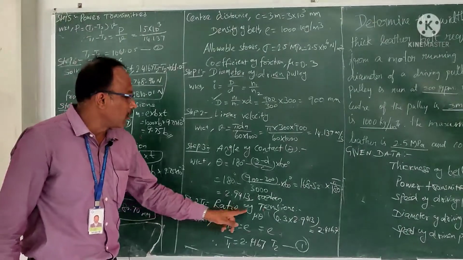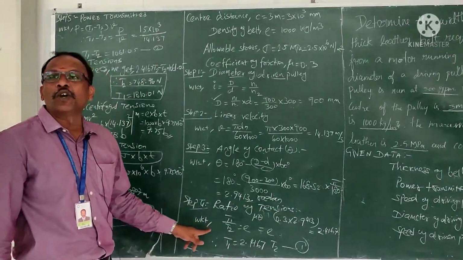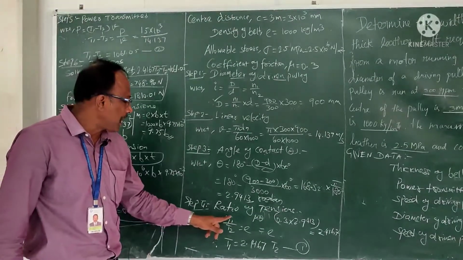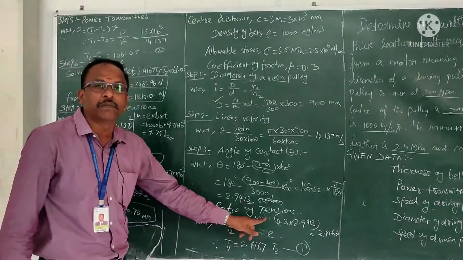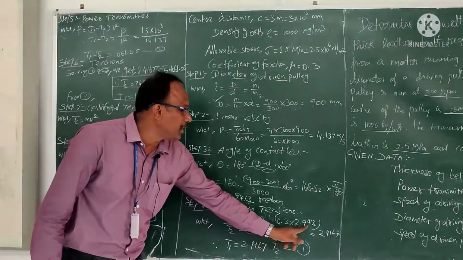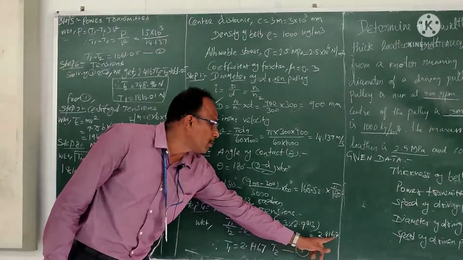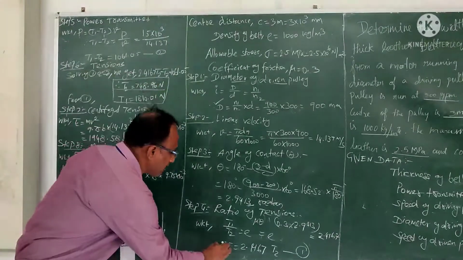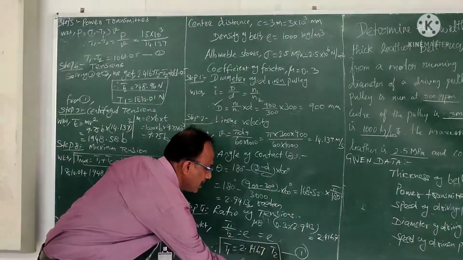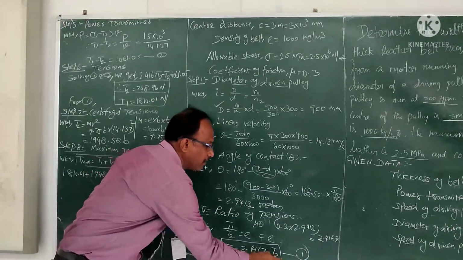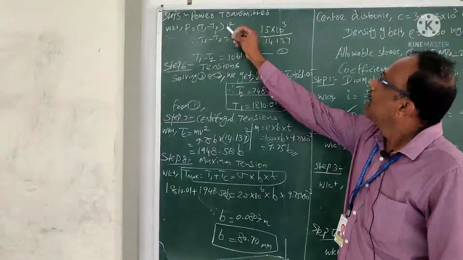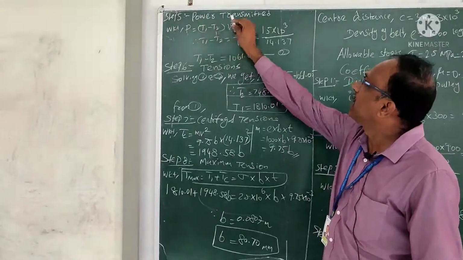Step 4, calculating ratio of tension. We know that for flat belt drive, T1 by T2 equal to e power mu theta, e power 0.3 into 2.9413, we get 2.4167. Therefore, T1 is equal to 2.4167 times T2.